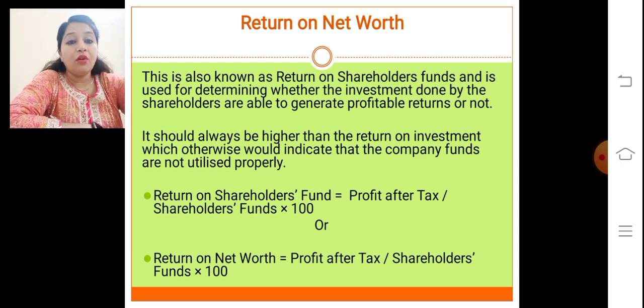The formula of return on net worth is equal to profit after tax upon shareholders' fund multiplied by 100.